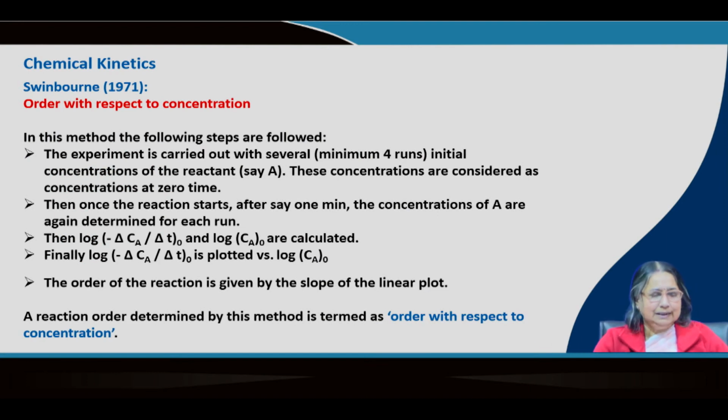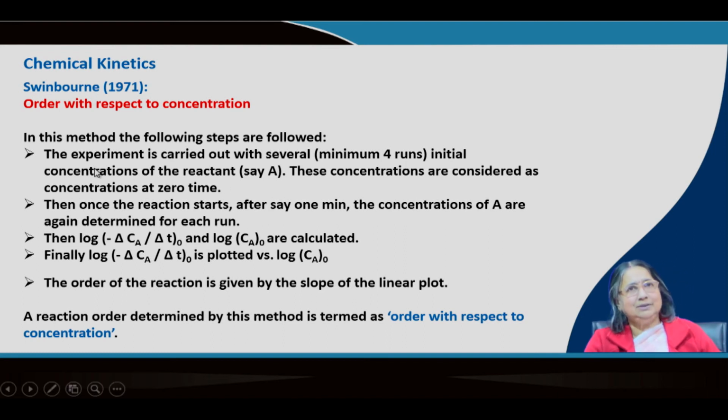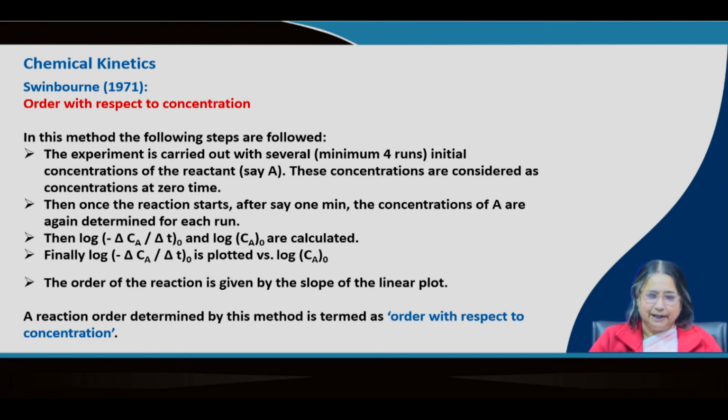Now, the other method was explained by the same person, Swinburne, 1971. This is the order with respect to concentration. Here, the experiment is carried out with several runs, a minimum of 4, because to get a straight line we need some minimum number of points. What he has varied is the initial concentrations, so 4 different experiments with different initial concentrations of A.